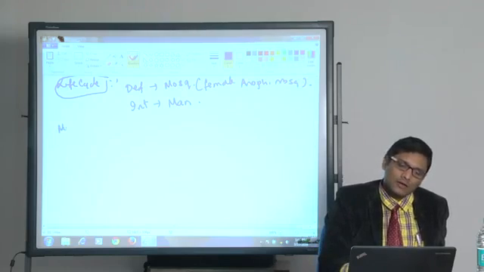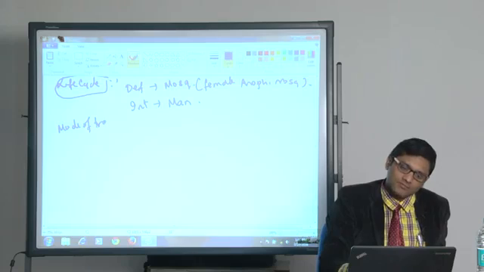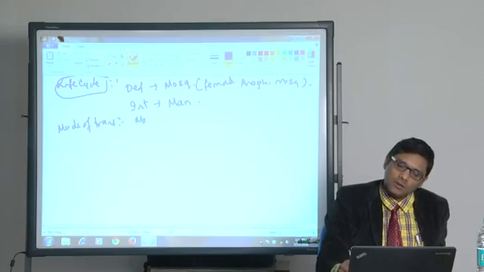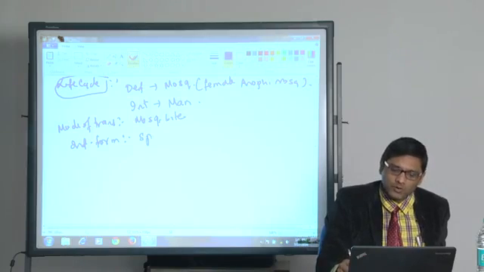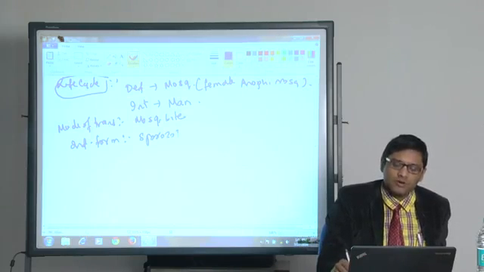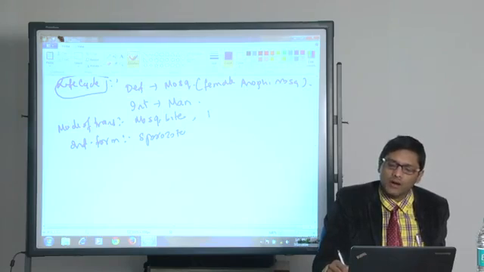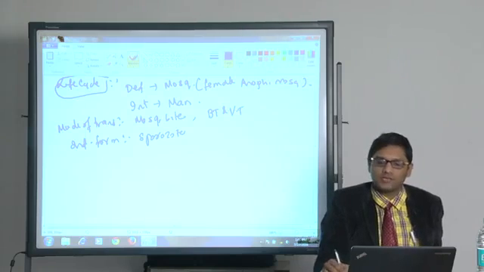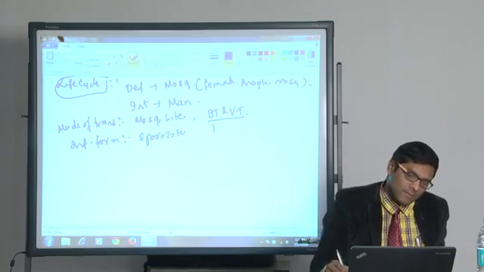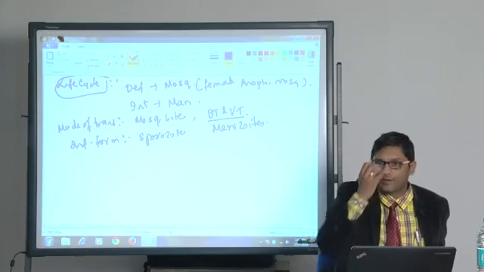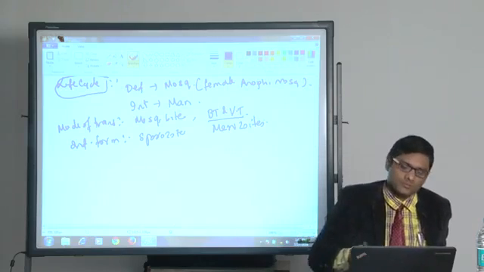And they say that if the mode of transmission is mosquito bite, then the infective form is sporozoite, but the mode of transmission can also be blood transfusion and vertical transmission from mother to fetus. In these two cases, the infective form will be merozoites. Directly merozoites can be the infective form.